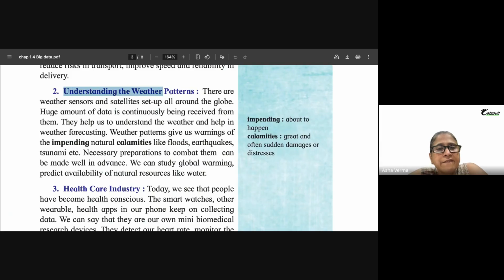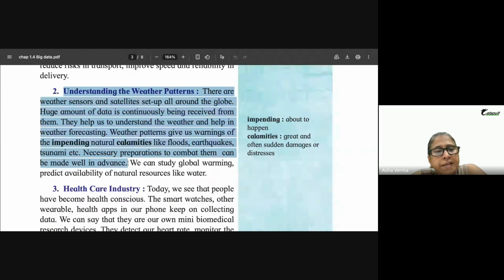Second thing is understanding weather patterns. There are weather sensors and satellites set up all around the globe. Huge amounts of data is continuously being received from them. They help us to understand the weather and help in weather forecasting. Weather patterns give us warnings of impending natural calamities like floods, earthquakes, and tsunami. Necessary preparations to combat them can be made well in advance. We can study global warming, predict availability of natural resources like water. Okay.